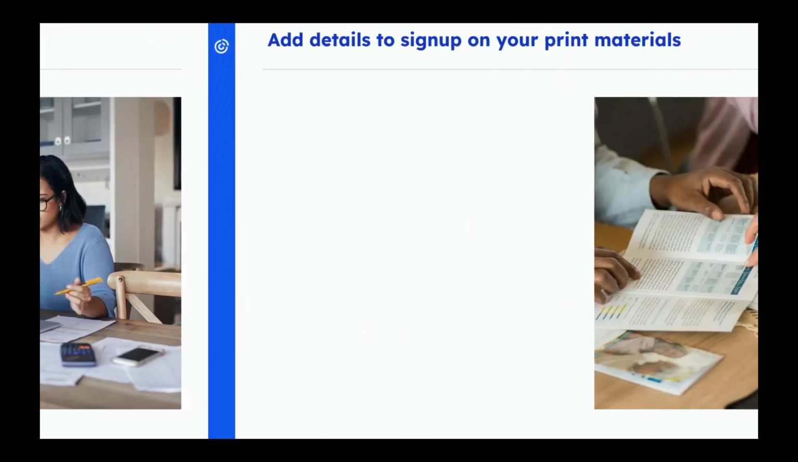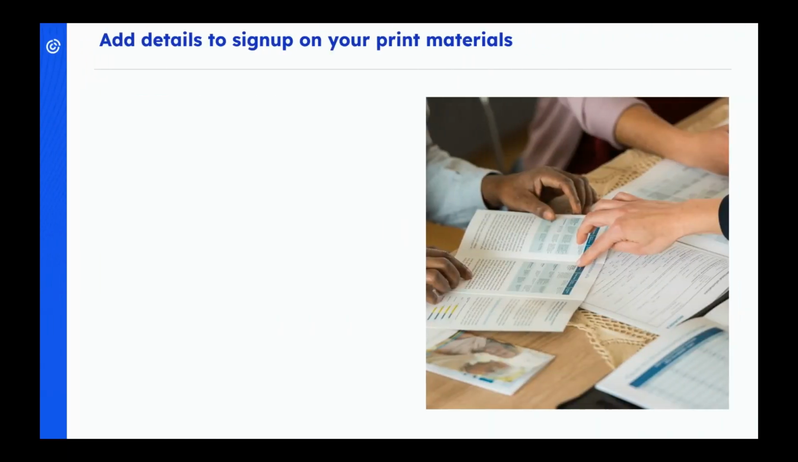Now, one last category for list growth is print materials. So I'd like for all of you to think about the different printed materials that your business or organization uses. Now, these are all places to provide the opportunity for your potential subscribers to sign up, and you want to make sure you're including all of the information they need to sign up on all of those different materials.